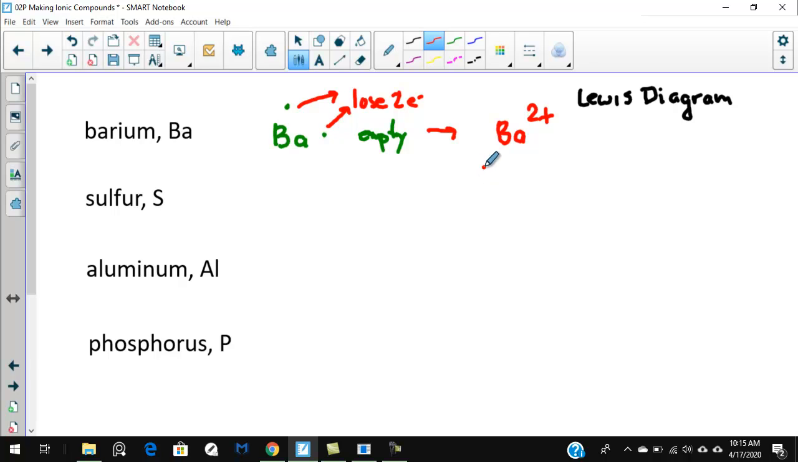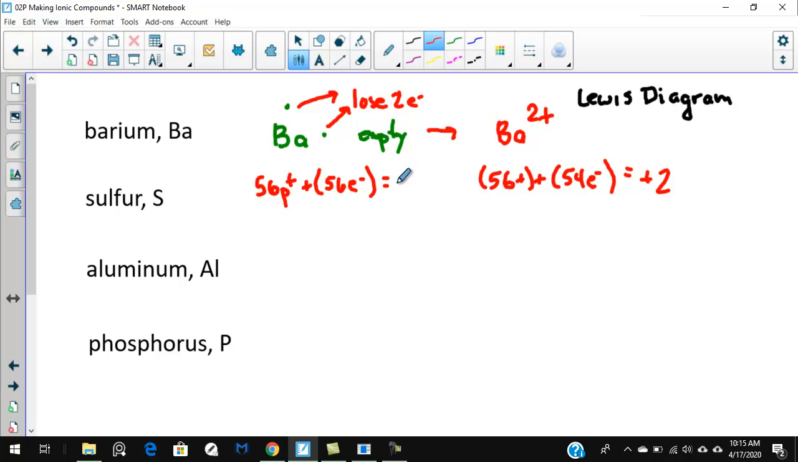Now we could do the math like we were doing before. Barium has 56 protons, plus, once you lose 2, it only has 54 electrons. And so that's 56 positives plus 54 negatives equals 2 positives. Okay? Just to finish that over here, we had 56 protons in barium, but because it was an atom, we also had 56 negative electrons. And so the charge was 0, making it an atom.